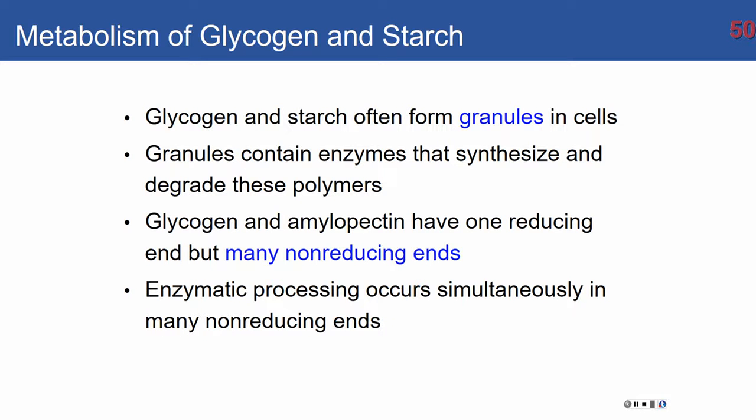So as Ben was just pointing out, these are all made of the same thing, and yet we can metabolize some and not all. Glycogen and starch both form granules a lot in cells, and these granules have enzymes that can synthesize or degrade the different components. And because glycogen and amylopectin only have one reducing end but a lot of non-reducing ends, that changes the way they're going to get degraded and synthesized.